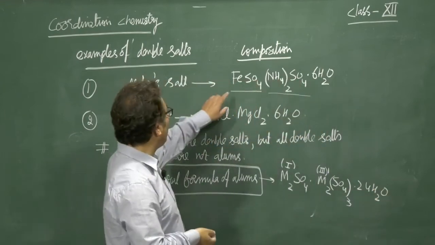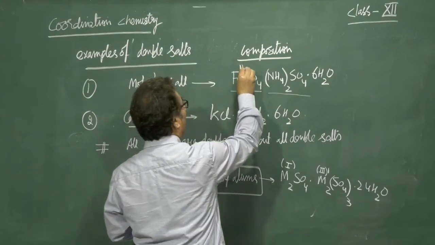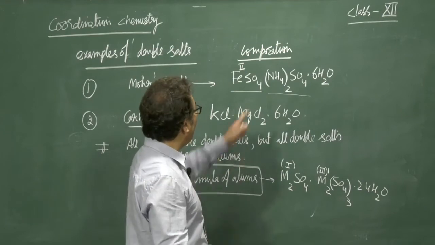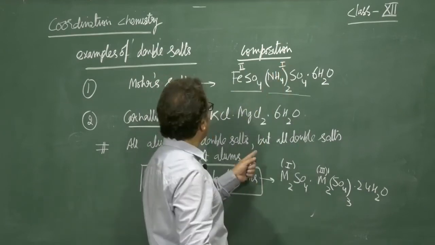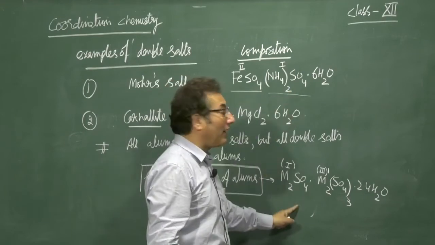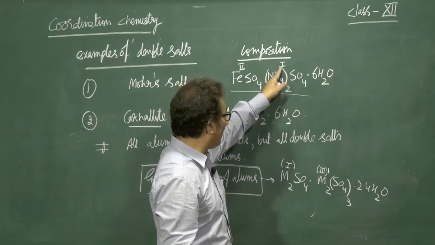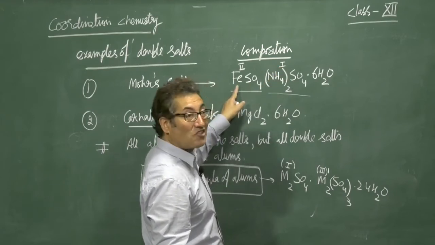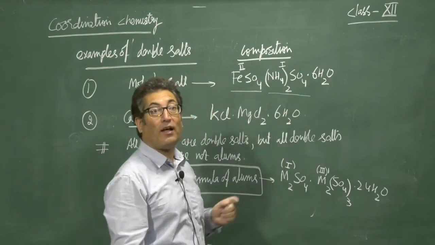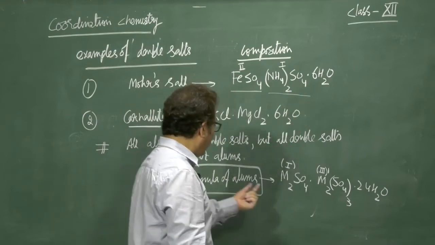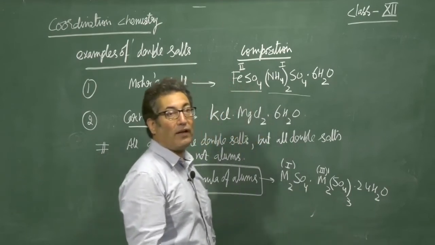If you look at Mohr salt, in this one metal is iron having +2 oxidation state. The other is the ammonium ion, it has +1 charge on it. So it is a double sulfate, but it's not an alum. Why? Because though ammonium is monovalent, the other metal is not trivalent, it's divalent. So this is not an alum, it's only a double salt, whereas any double salt which satisfies this composition is called an alum.